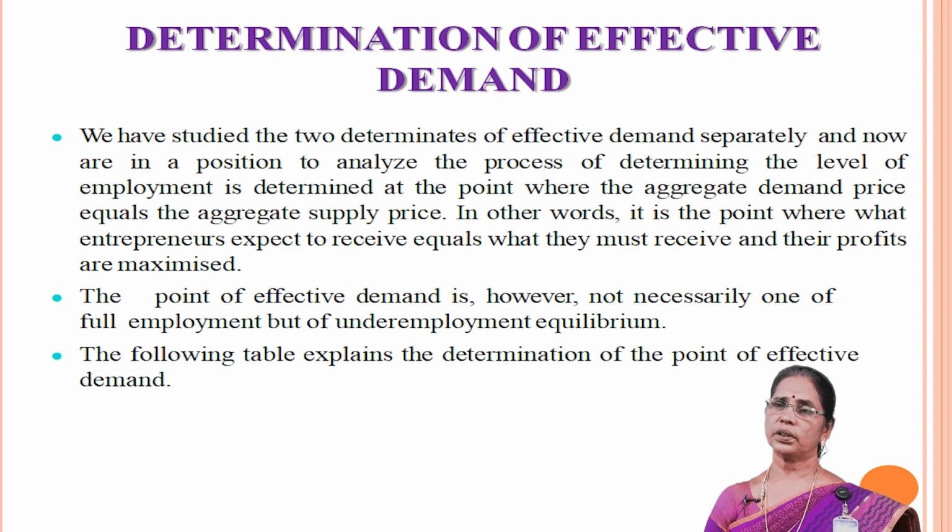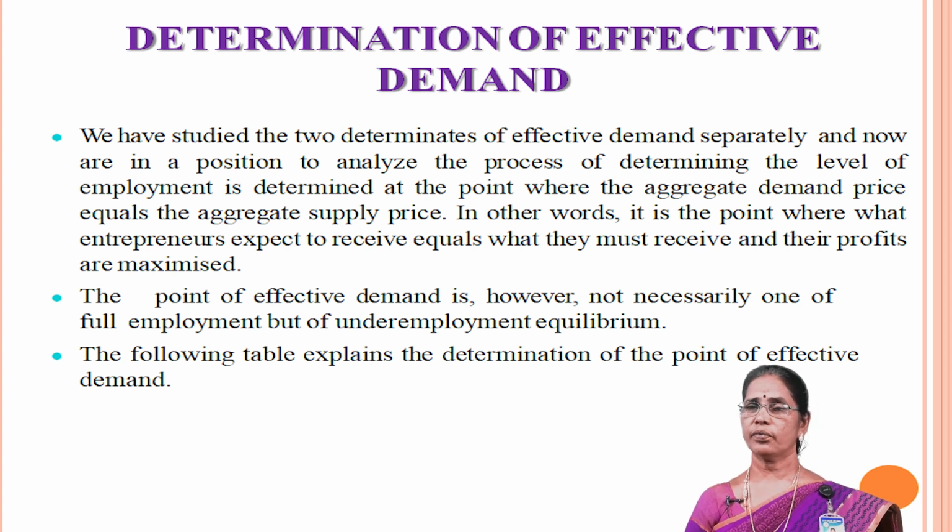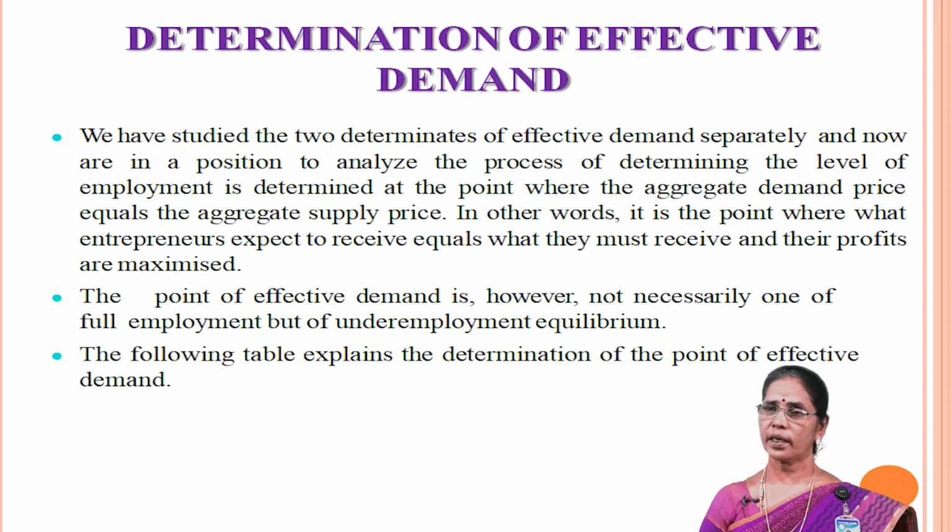Then we have to see the aggregate demand price. It will change from one level to another level. So here we have to take the old aggregate demand price and the new aggregate demand price. The old aggregate demand price is increased from 230 to 290, but the new aggregate demand price is increased from 235 to 295. Here we have to see the combined effect of this on effective demand.